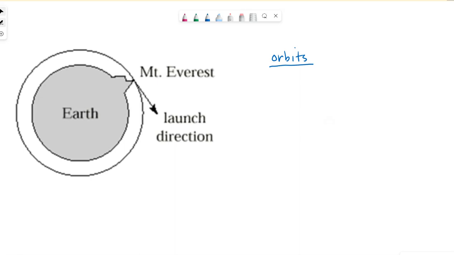So let's talk about orbits. I pulled this picture from one of the concept questions. Again, this was a thought process that Galileo went through, and I'm sure many others as well. If we were at the top of Mount Everest, assuming no air, just so that we can assume there's no drag, as the object is launched, it's given a velocity.